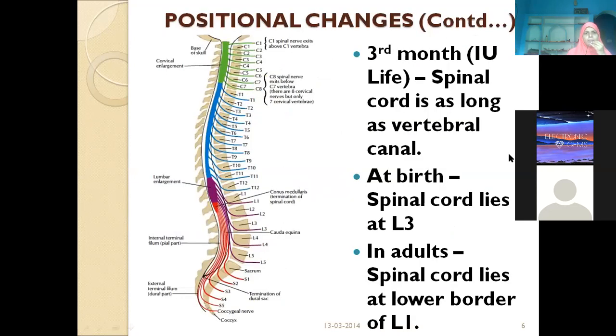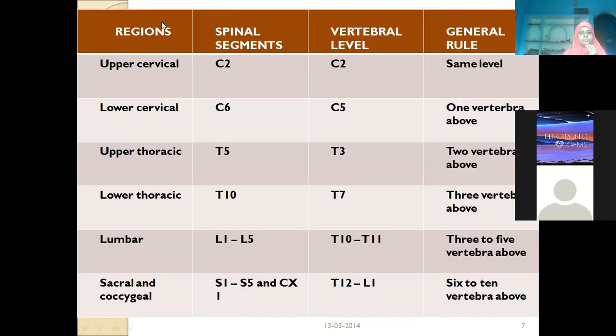Okay. Now the positional changes. See, from the 3rd month of intrauterine life, the spinal cord is as long as the vertebral column, what we have seen in the previous picture. At birth, spinal cord is lying at the level of L3, and as we grow, in adults the spinal cord stops its growth, and it is lying at the lower border of L1.